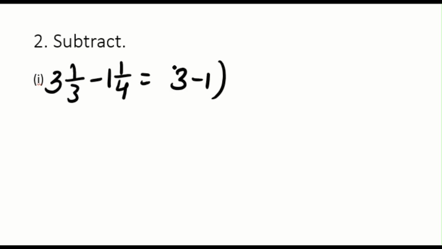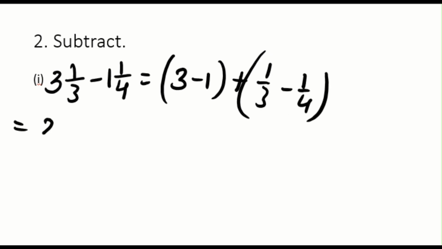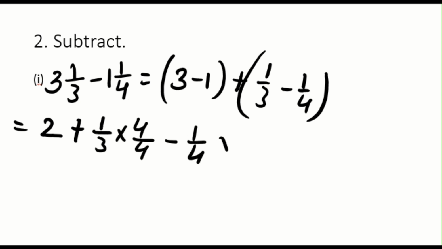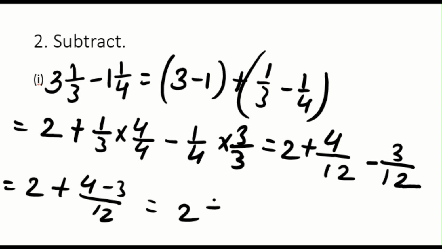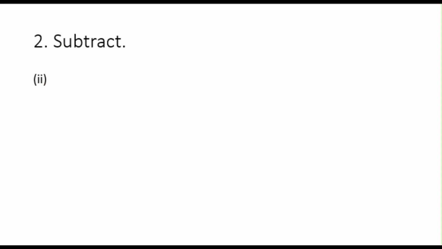Okay, so 3 minus 1 plus 1 upon 3 minus 1 upon 4. We're going to get 3 minus 1 is equal to 2 plus. Now we have to make this fraction like fractions to subtract it. So 1 by 3 multiplied by 4 upon 4 minus 1 by 4 multiplied by 3 by 3, which is then equal to 2 plus 4 ones are 4 upon 12 minus 3 upon 12, which is then equal to 2 plus 4 minus 3 upon 12, that is 2 plus 1 upon 12, which is equal to 2 1 upon 12.